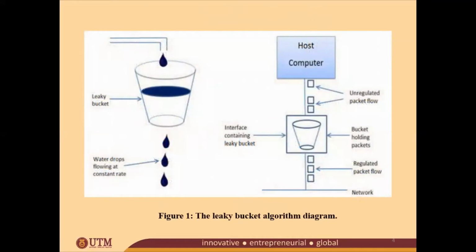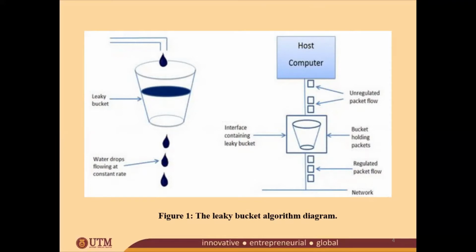Okay, this is the leaky packet algorithm figure, which is on the left side. There is a packet, there's a droplet in the packet, then the packet is leaking, so water droplets are flowing at a constant rate since it is leaking. And the right side figure is a computer host.